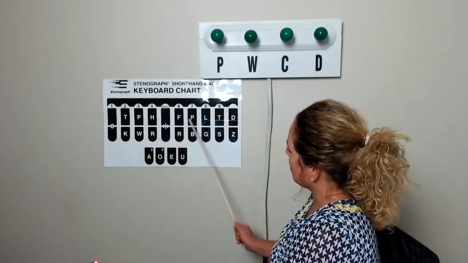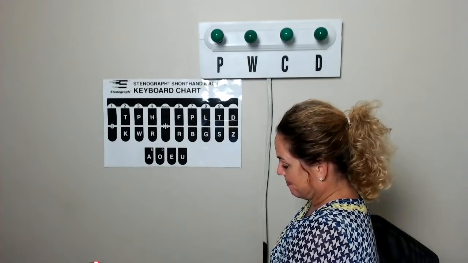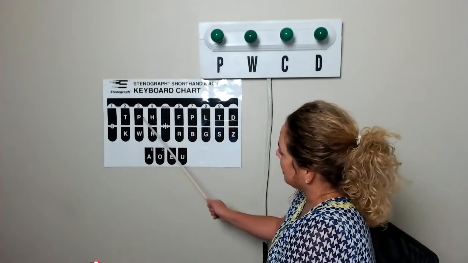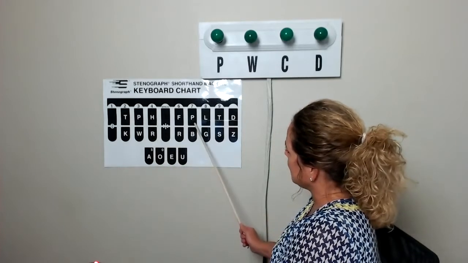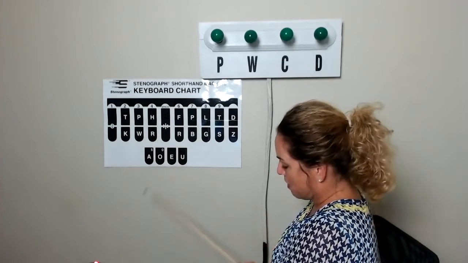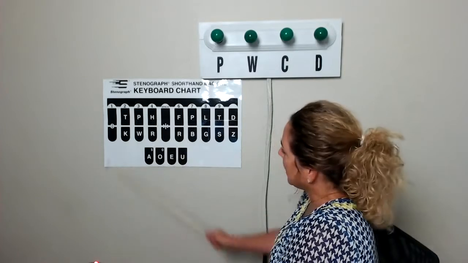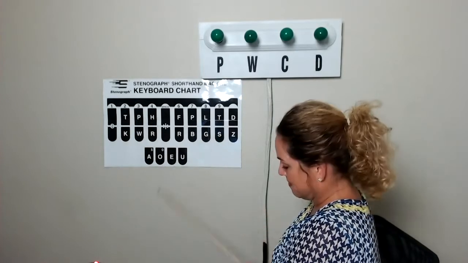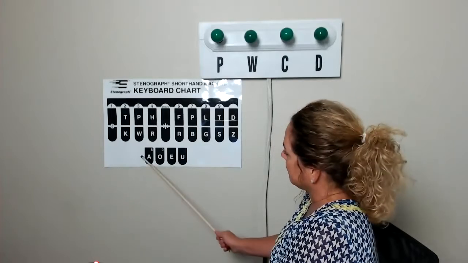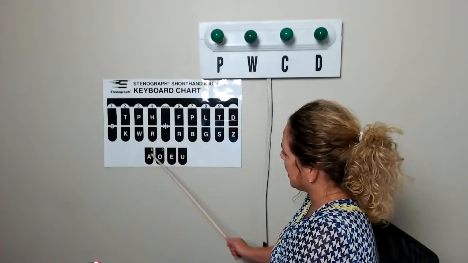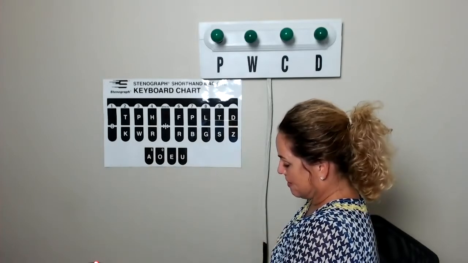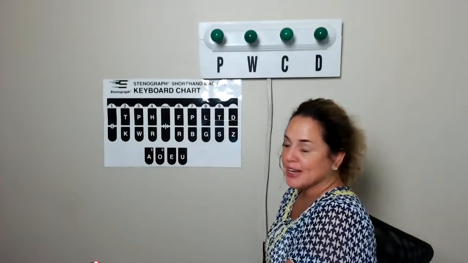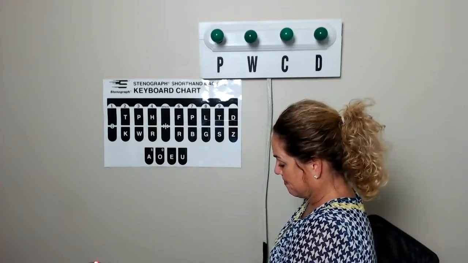Around, A-R-N-D. Flapper, F-L-A-P, second stroke, come back for E-R. Flight, F-L, long I-G-T. Ahead. A, come back for H-A-E-D. We didn't say a head, it's ahead.